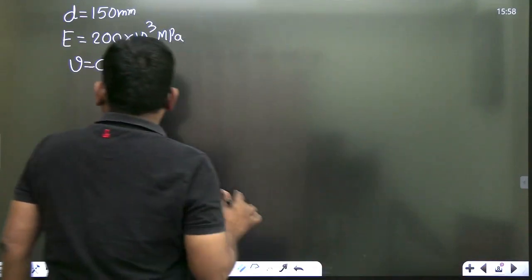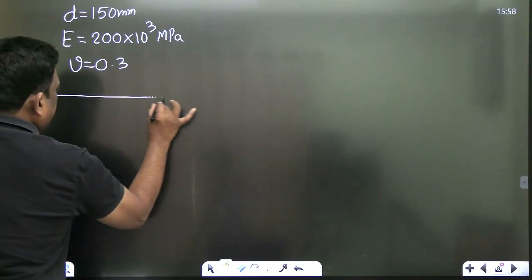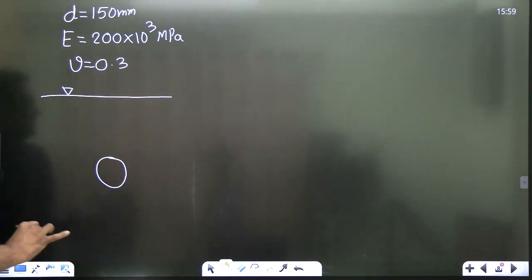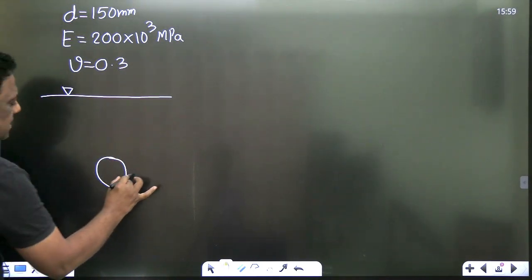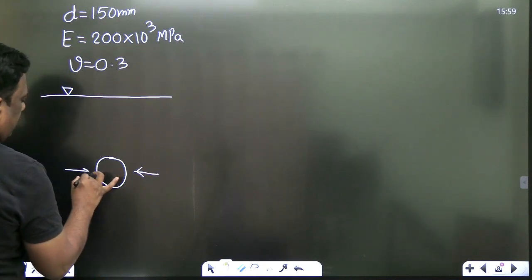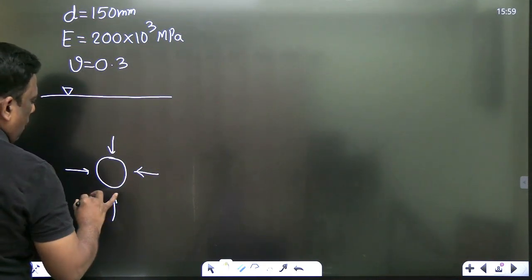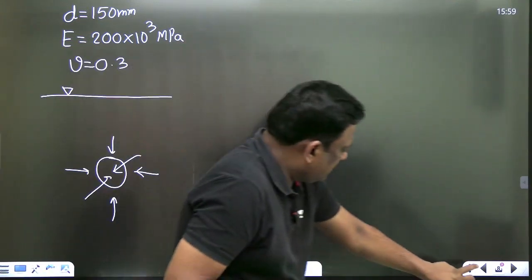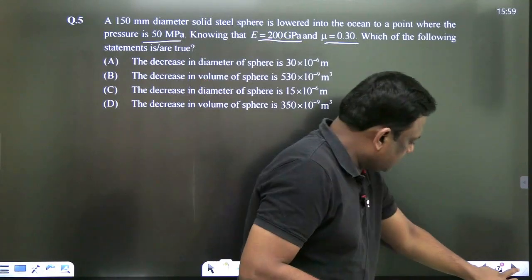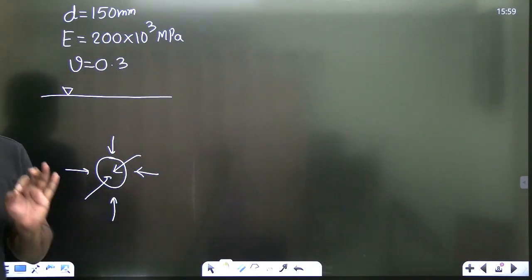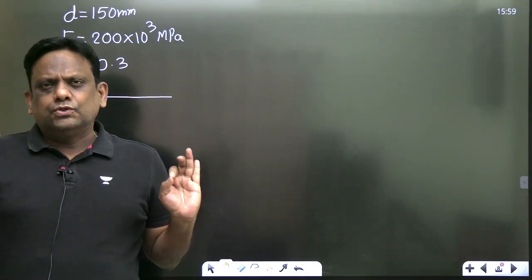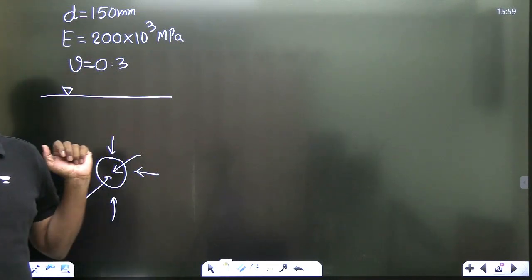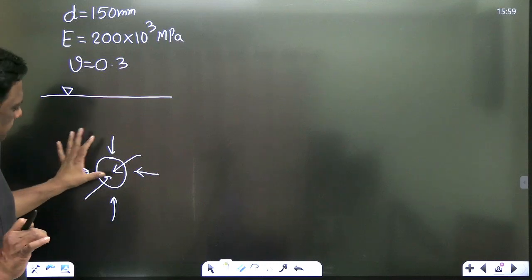Now, see, this is the free surface, okay, and it is lowered. And he said it is subjected to a pressure of, this is nothing but, it is subjected all round. So what is the pressure given? I think it is given as 50 megapascal. Okay. So this is the case of hydrostatic condition. So if you draw a Mohr circle, it will be a point on the negative x-axis. Okay. Right. This is the situation.